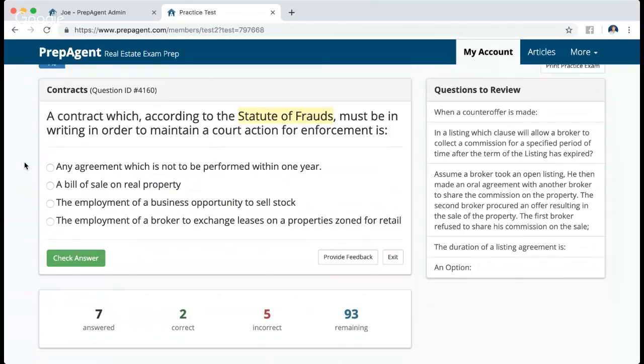Okay, a contract which, according to the statute of frauds, must be in writing in order to maintain a court action for enforcement is: A, any agreement which is not to be performed within 1 year. B, a bill of sale of real property. C, the employment of a business opportunity broker to sell stock. D, the employment of a broker to exchange leases on property zoned for retail.